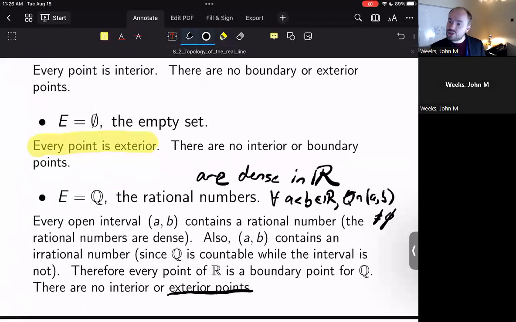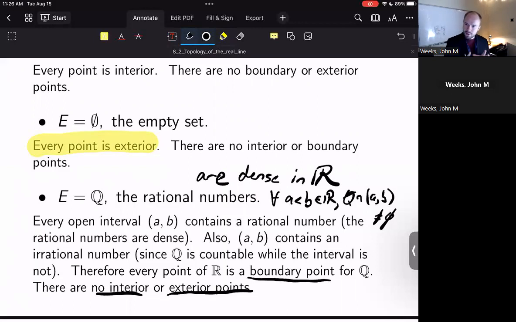But similarly, we could do the same thing with the irrational numbers. The irrational numbers are also dense. So that's why we could say that there's no interior points either. Another way to think about it is that you can't find an interval full of just rational numbers, right? You're always going to be able to find an irrational number in there. What does that mean? That means every open interval that I pick, I can center it anywhere, I can pick any epsilon neighborhood, there's always going to be a rational point and there's always going to be an irrational point. That's exactly the definition of every point of R being a boundary point for Q.